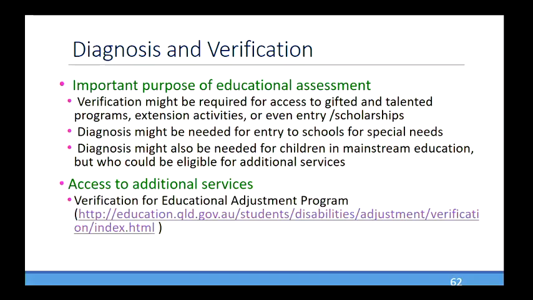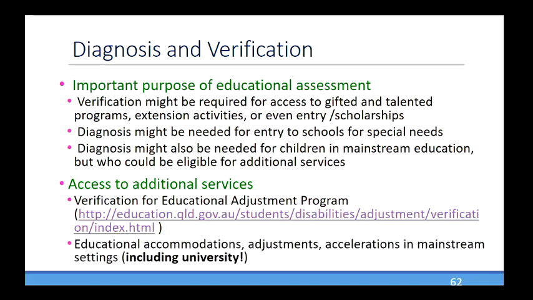So if you click there, there's the policy document on the verification for educational adjustment program. For example, if a child has ADHD, we might give them rest breaks during an exam. That might be one educational accommodation. Educational accommodations, adjustments and accelerations in mainstream settings often occur too, like universities. So we have the Disability Services Officer who makes a determination, based on the medical evidence that's presented to them, whether students need an alternate exam setting.